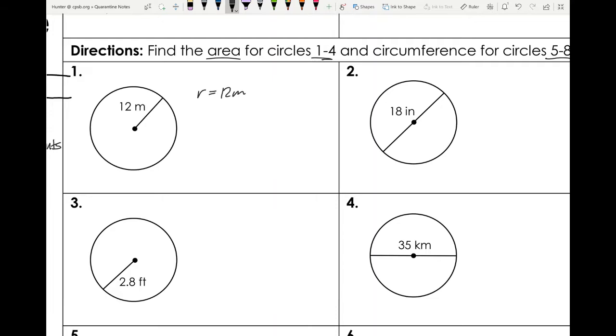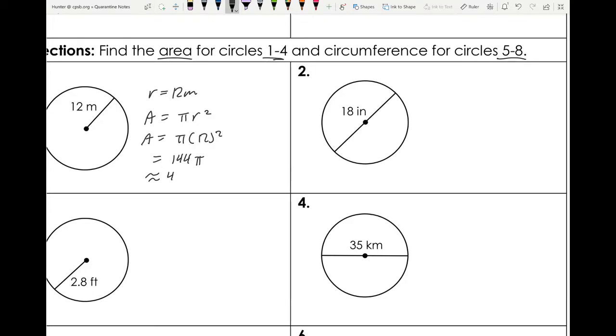So to find the area, we just plug into our formula, which is pi r squared. So area is equal to pi times 12 squared, which is 144 pi, which is the exact answer. But for an approximate answer, we're going to round to 2 decimal places. That gives me about 452.39 inches squared. I'll write both of those because they're both correct answers.